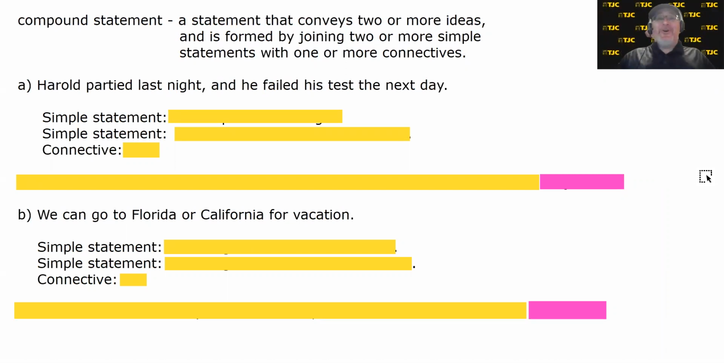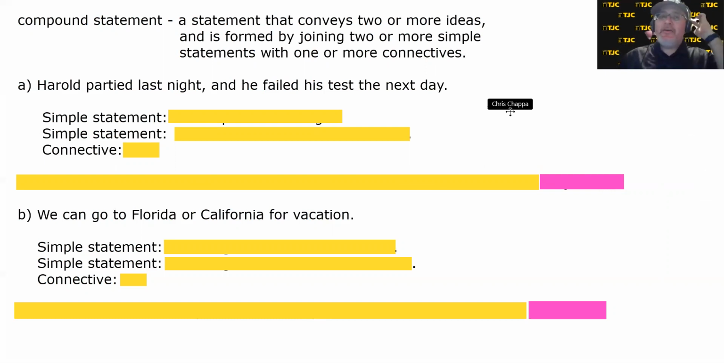All right, so we have some examples of some compound statements, and in these compound statements, we are going to identify the simple statements that are joined together, the connective that is joining them together, and then a follow-up statement that includes a definition. So just to let you know, these rectangles here, the yellow followed by the pink, have a definition, and the words under the pink are the things that I'm defining. So if you're taking notes, you ought to get ready to take some good notes.